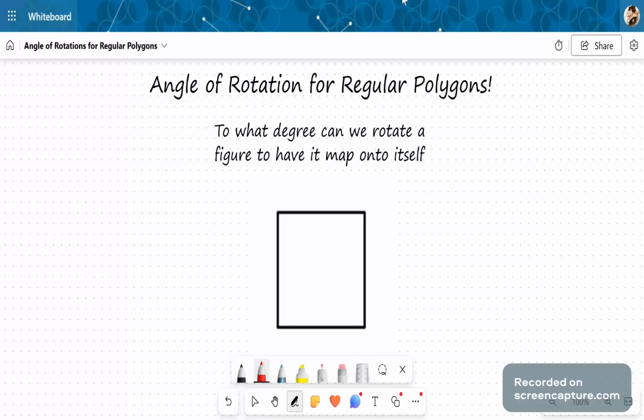The angle of rotation for regular polygons. What is that? This means, to what degree can we rotate a figure to have it map onto itself? In other words, how much can we rotate this figure to make it look exactly the same as we started?